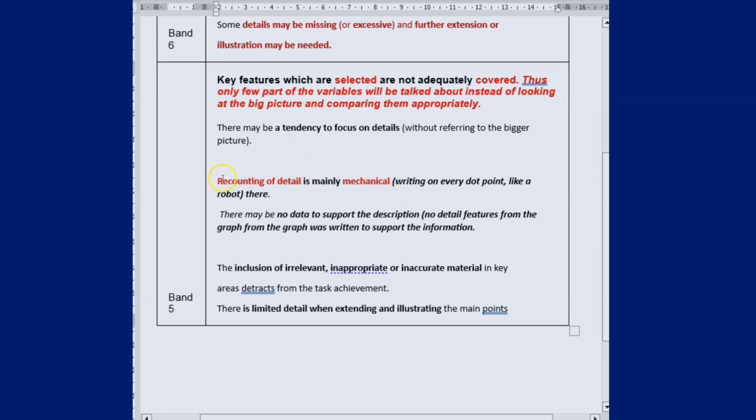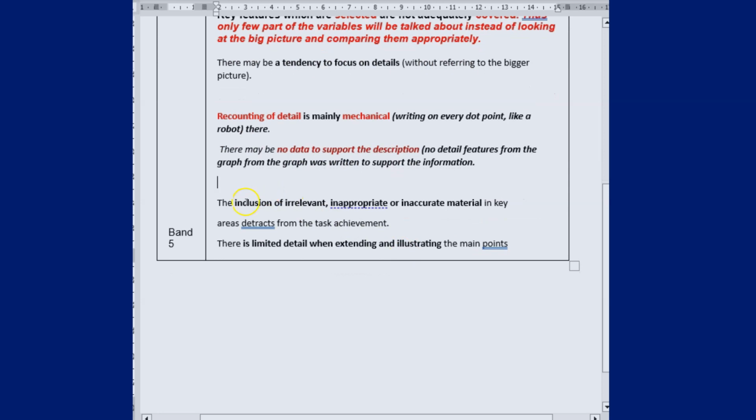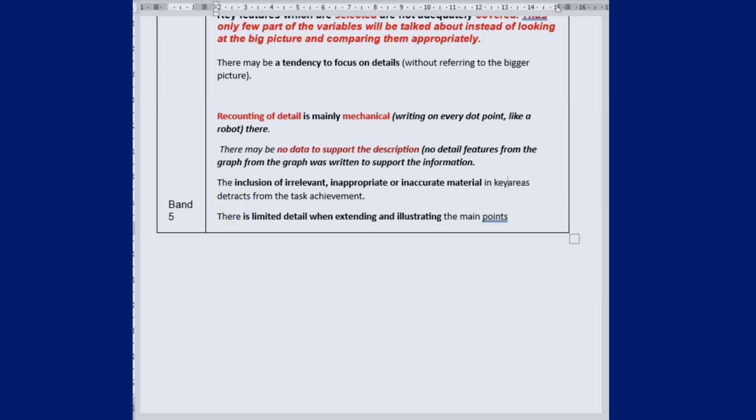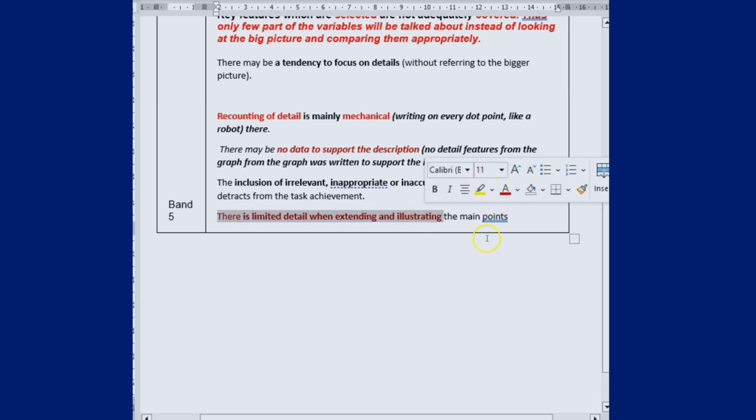So avoid recounting detail and writing mechanically, and also avoid writing without any data to support it. That thing should be stopped. Now, a band 5 essay will also include irrelevant, inappropriate, and inaccurate material in the key areas. Okay, so that is one thing you also have to look at. And also there is limited detail when extending and illustrating the main point. These are very important things that you should be looking at when you are writing your essay.